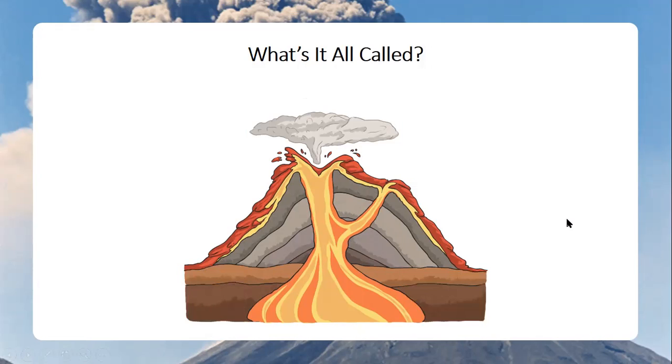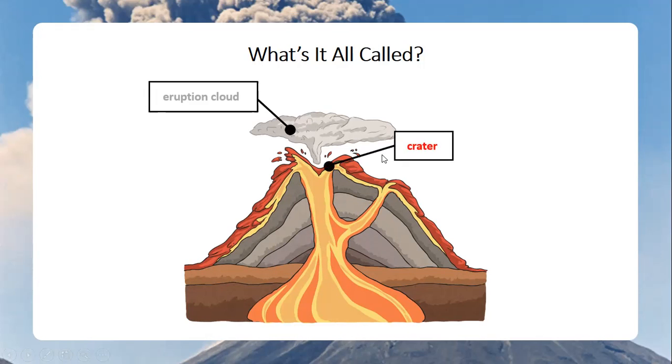So what are each part called? Now this top section here is called the eruption cloud. Now this is normally the first sign that a volcanic eruption is happening. There will be an ash cloud, a smoke cloud that is coming out of the volcano. The top part of the volcano is called the crater, where it dips in slightly, very similar to the moon's craters that you can see.